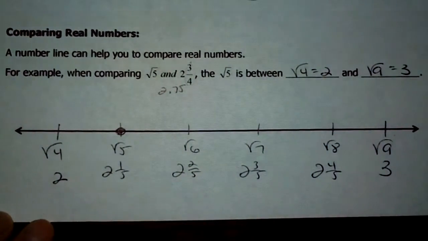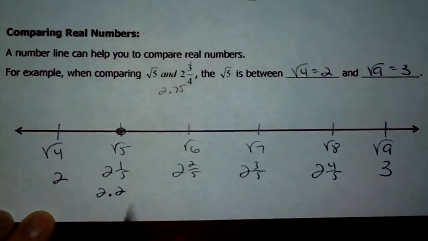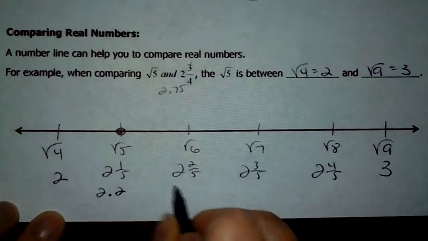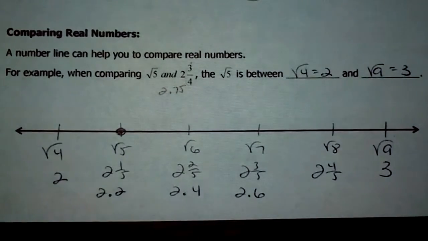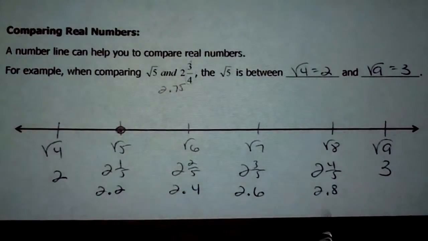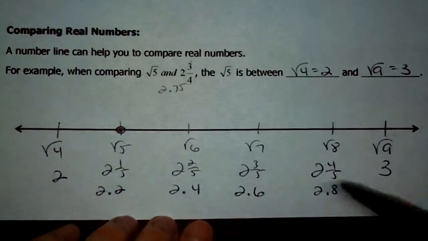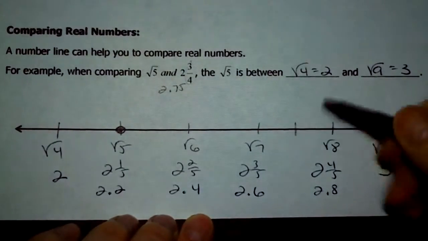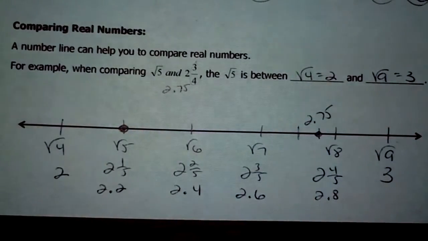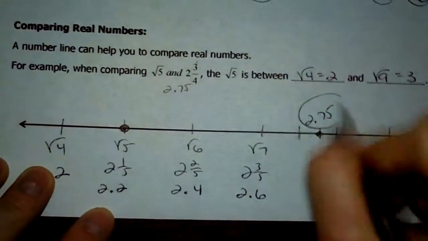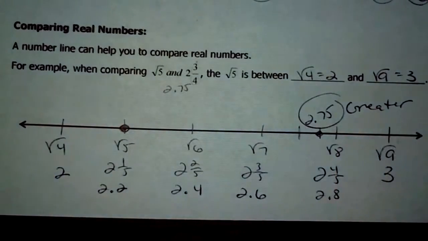And when you're dealing with fifths, 1 divided by 5 would be 0.2. 2 divided by 5, 0.4. 3 divided by 5, 0.6. Can you guess what this one would be? Yeah, 2.8. And then we have our 3. So with 2.75, if this is 2.6 and this is 2.8, 2.7 would be right there. 2.75 would be right about there. So here's our 2.75. So if you're determining, hey, which one is greater, the 2 3/4 is greater, because it's farther to the right. So hopefully you get the gist of this. It shouldn't take quite as long once you get the hang of it. But let's try a few more.